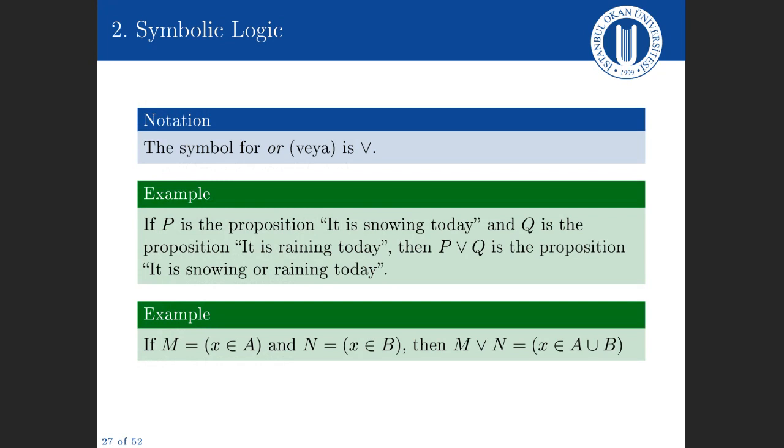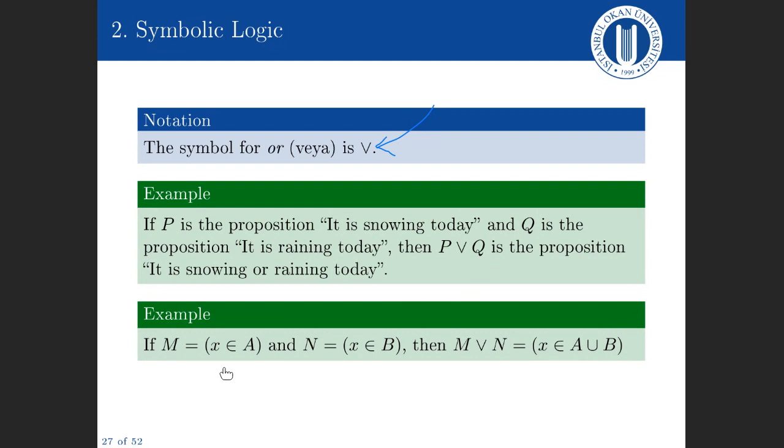We can combine propositions together in different ways. For example, the symbol for or is this symbol, which looks a little bit like the letter V. So, for example, if P is the proposition, it is snowing today, and Q is the proposition, it is raining today, then P or Q is the proposition, it is snowing or raining today.